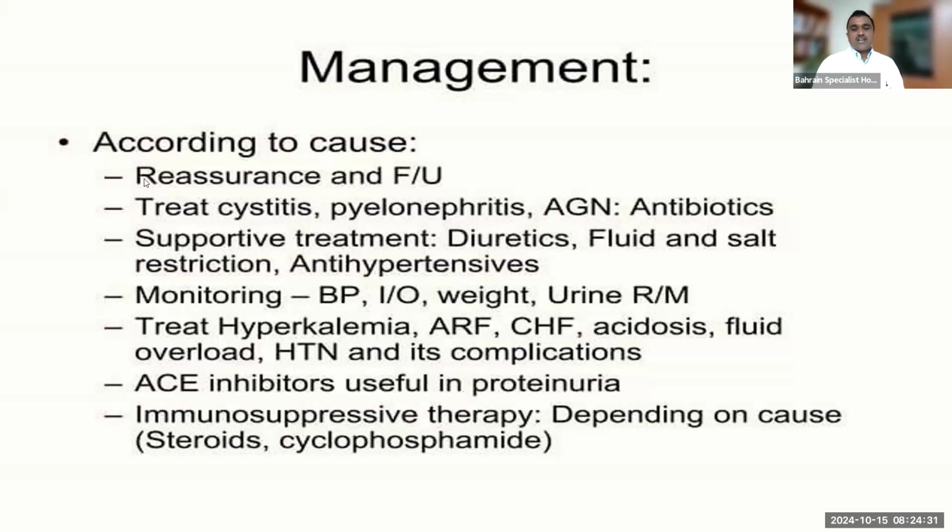Supportive treatment is required, with diuretics, fluid and salt restriction, and antihypertensives can be used. Monitor the blood pressure, input-output charts, weights, and urine routine microscopy, and treat hyperkalemia, acute renal failure, congestive heart failure, and acidosis. ACE inhibitors are useful in treating the proteinuria. Immunosuppressive therapy depends on the cause, like steroids and cyclophosphamide.